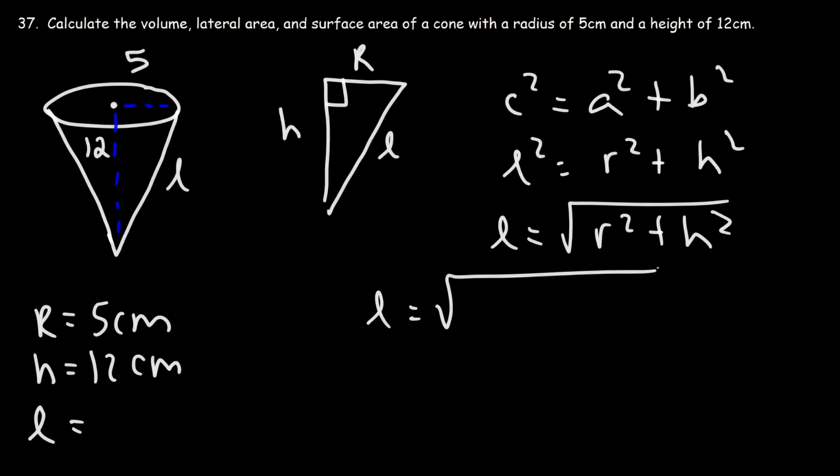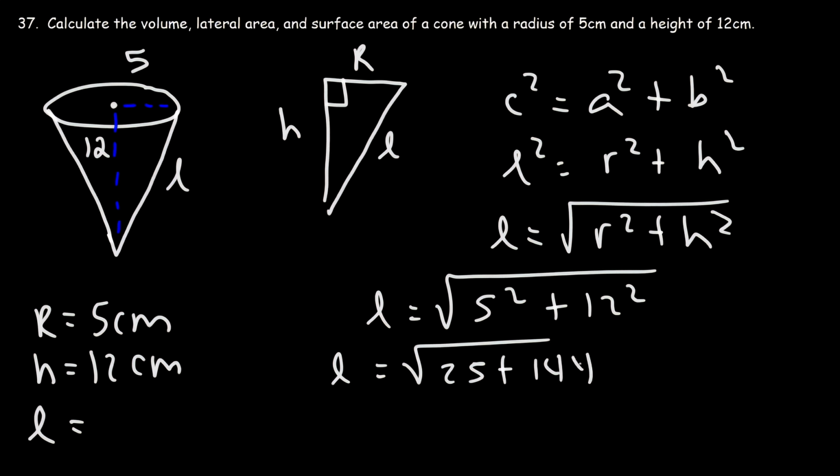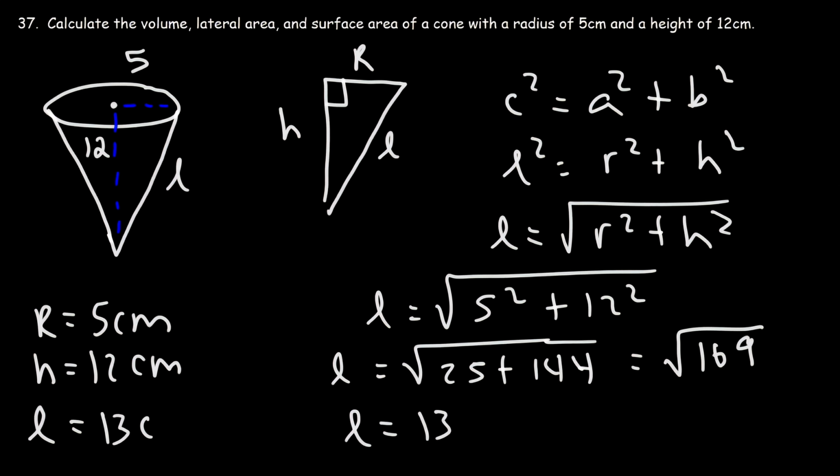So it's going to be the square root of 5 squared plus 12 squared. 5 squared is 25, 12 squared is 144. Adding the two together gives us 169, and the square root of 169 is 13. So the slant height is 13 centimeters.